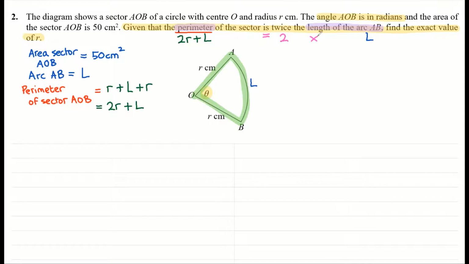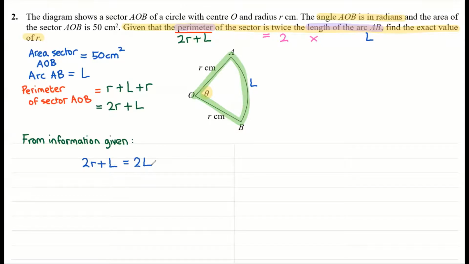So let's write down what this has told us. From the information given, we can now say that the perimeter 2R plus L, which we found by going for a walk around the sector, is equal to twice the length of the arc AB. So in other words, 2L.